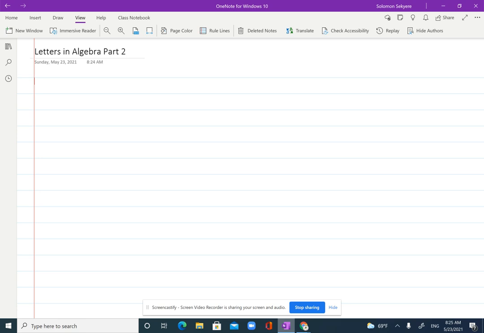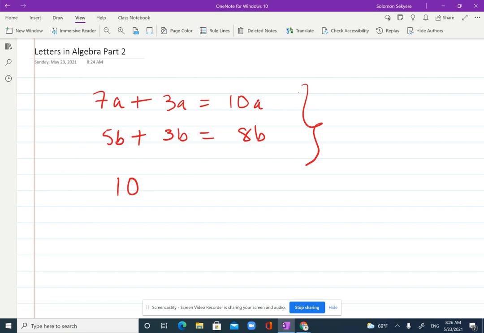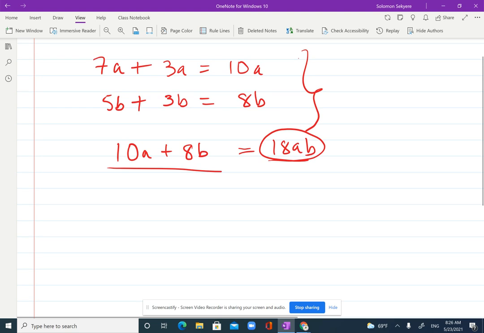We learned in the previous video that we can add like items, like 7 apples plus 3 apples, and we get 10 apples. And 5 bananas plus 3 bananas gives 8 bananas. Let's say all these are in a basket. So we have 10 apples plus 8 bananas. That's all we can say. We cannot say this is 18 apples or bananas. We don't write that in algebra. We just write we have 10 apples and 8 bananas.